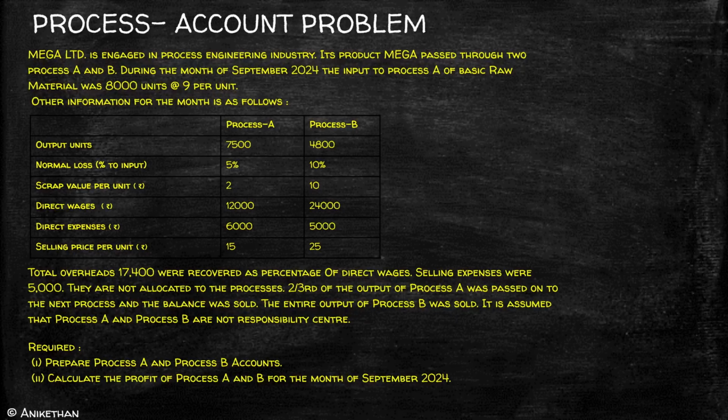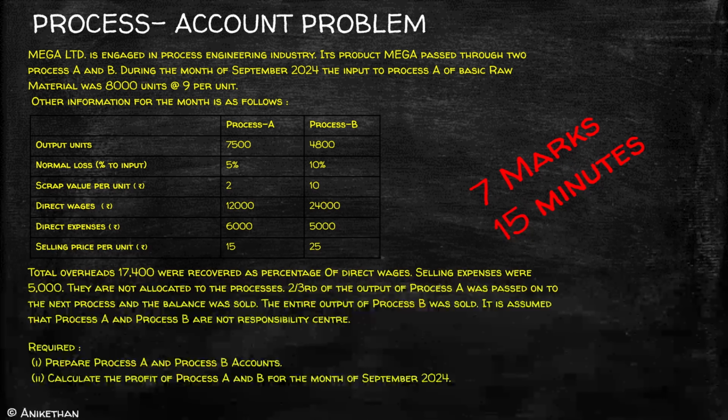So I have taken an example here which has two processes. Now pause the video and go through this problem statement. So I hope you have read this problem statement. What they are asking is, you have to prepare process A and process B accounts. Also they are saying calculate the profit of process A and process B for the month of September. Let us break it down one by one. This will be for 7 marks and you will have approximately 15 minutes to solve this. So once you learn the technique and practice, the process account becomes very easy.